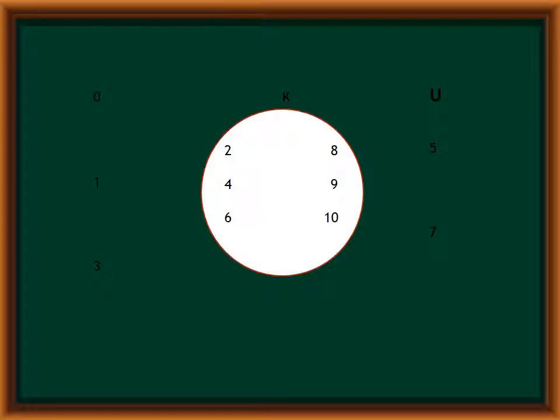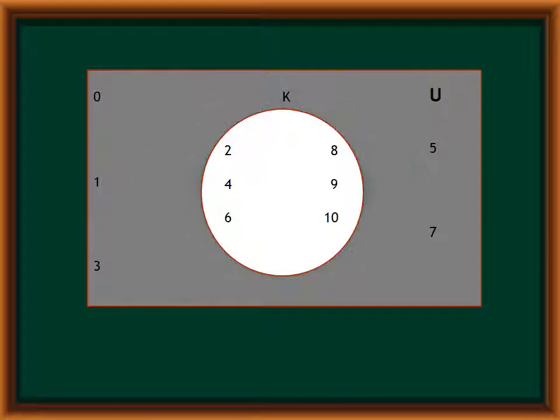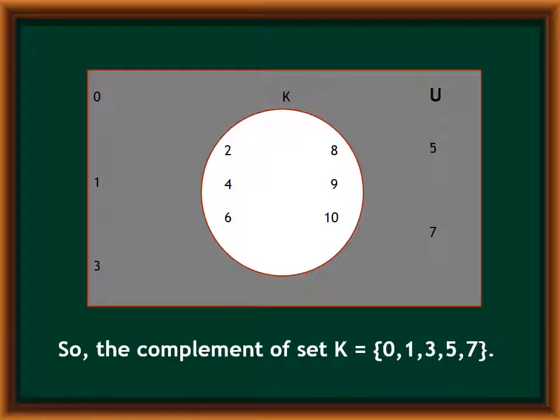So for our K complement, we have 0, 1, 3, 5, and 7. Why? Because again, our K complement is the set of all the elements in the universal set that are not found in set K. So, as our final answer, we have the complement of set K: 0, 1, 3, 5, and 7.